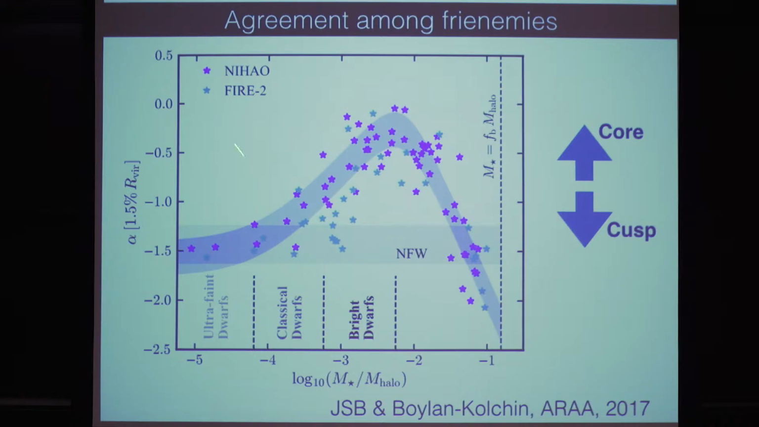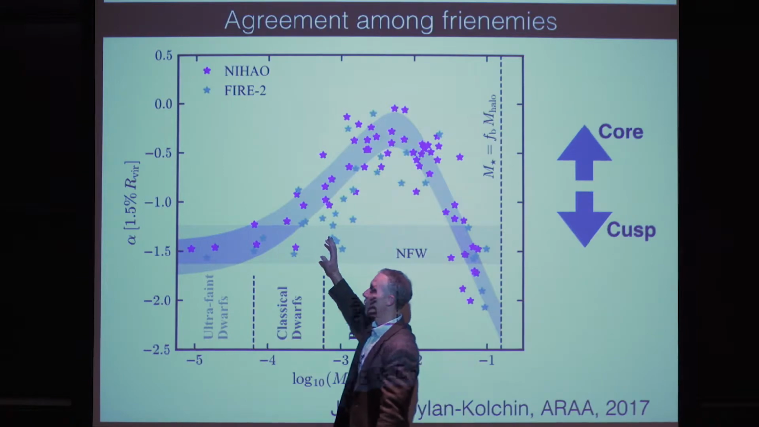The fact that these 2 very different groups, this one uses SPH with a different feedback scheme, and this is a meshless finite mass, a meshless hydro scheme with different feedback implementations, are both broadly seeing the same thing is because this has to do with energy conservation. At some point, you just don't have enough energy in supernovae to alter the cusp.